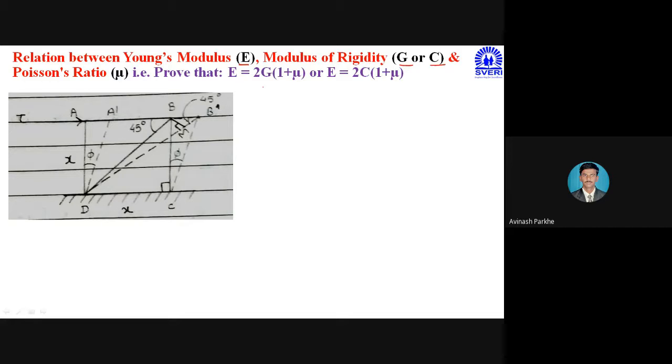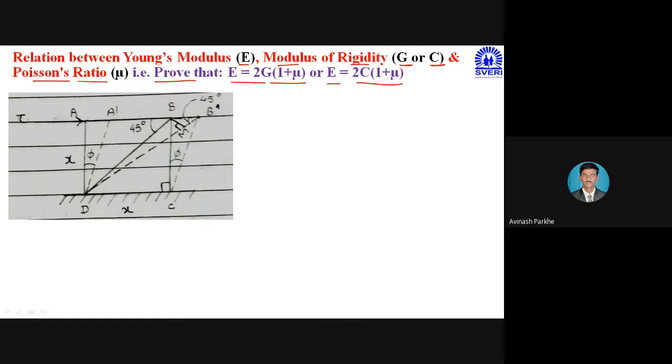Similarly, this modulus of rigidity is also called the shear modulus, which is indicated by capital G, or sometimes by capital C. Now we have to derive the relation between Young's modulus E and modulus of rigidity G. Again, Poisson's ratio is present in the statement. That means we have to prove that E is equal to 2G in bracket 1 plus mu, or E is equal to 2C in bracket 1 plus mu.